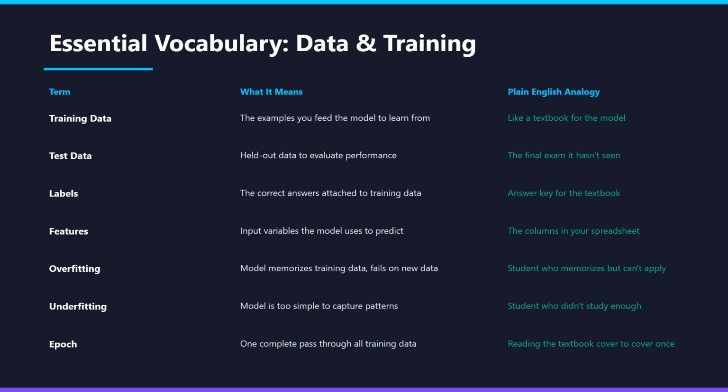Epoch: one complete pass through all the training data. Models typically train for many epochs. Think of it as reading the textbook cover to cover once. You might need to read it 50 times to really learn it.